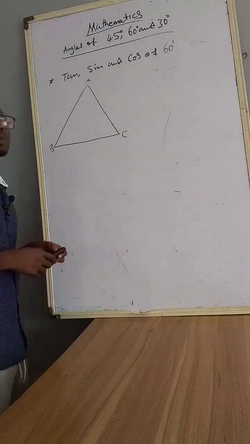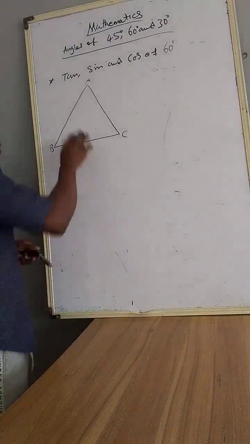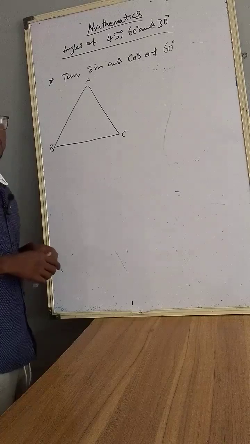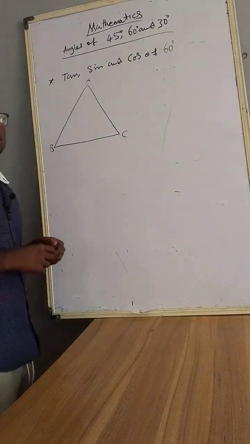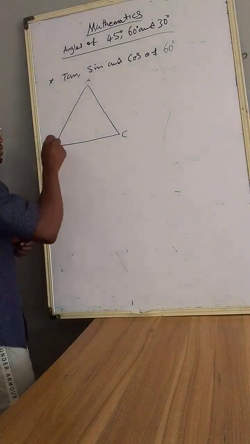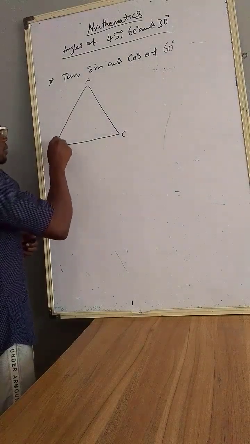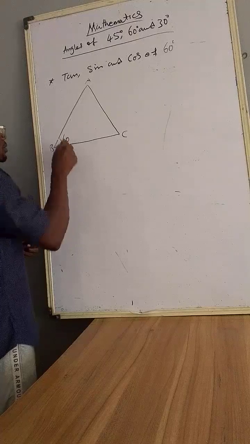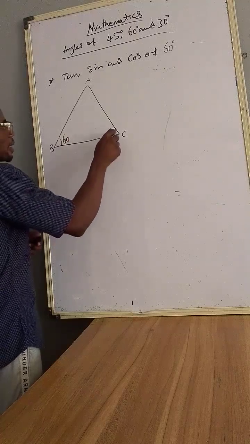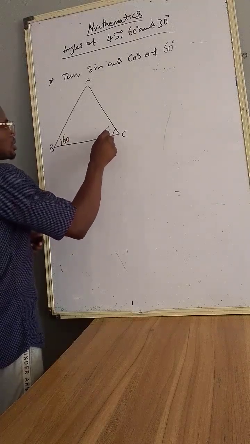Now, for an equilateral triangle, all sides are equal. Also, the angles are equal. That shows here will be 60. Here is 60. Here will also be 60 degrees.